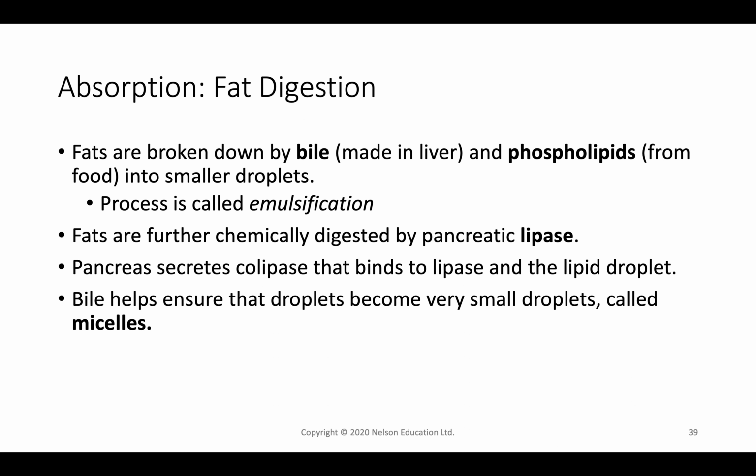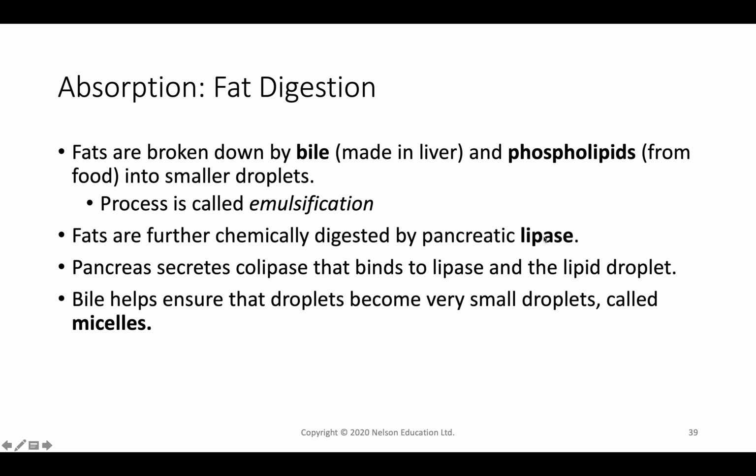Again, this is made in the liver and stored in the gallbladder. And they're also going to be broken down by phospholipids, which are found in food, into smaller droplets. This process is called emulsification. So we make it smaller and smaller and smaller fat droplets until they're able to be chemically digested. So they're physically digested and chemically digested as well. So they can be chemically digested by the pancreatic lipase, which is an enzyme which breaks down lipids.